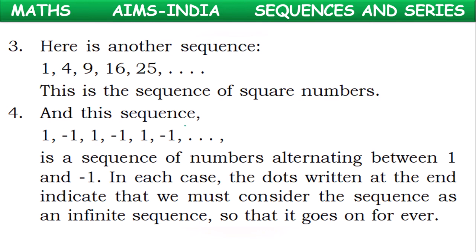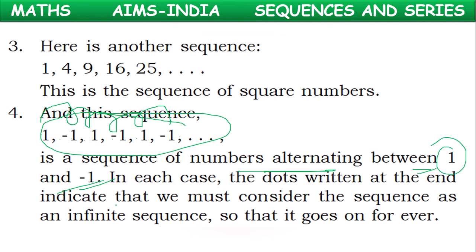Or if you see another sequence, 1, minus 1, 1, minus 1, 1, minus 1. This is also a sequence alternating between 1 and minus 1. First 1 will come, next minus 1, next 1, next minus 1, 1, minus 1. Like that, 1 and minus 1 will alternate.